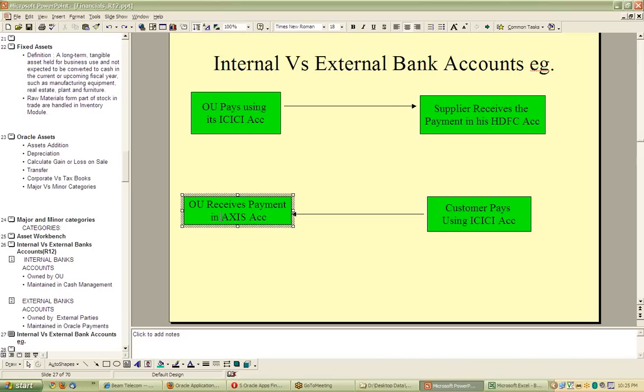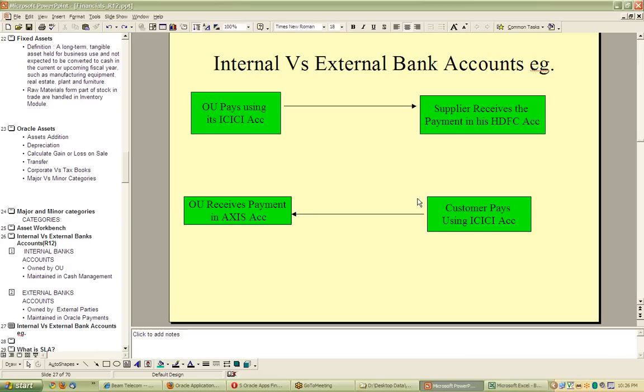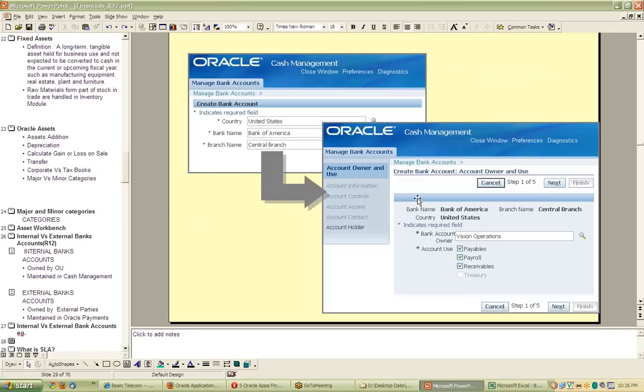Now in this case, can you tell me what is the external and what is the internal bank account? You receive a payment from a customer and you deposit it in an Axis account. So that is internal. The account to which the funds are deposited is the internal bank account. Internal bank accounts are owned by the responsibility in cash management. This is just a screenshot of that. You find Manage Bank Accounts, with country, bank, branch, and bank account owner as the operating unit.